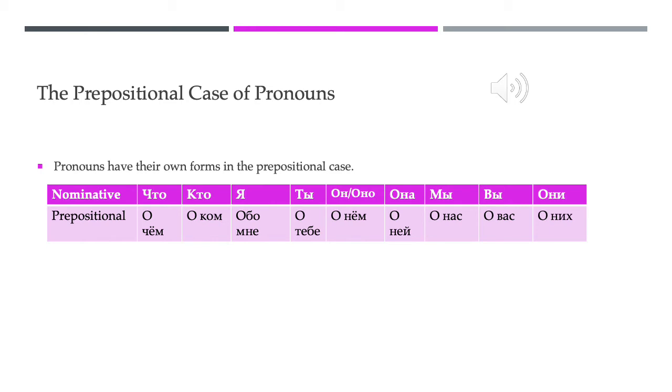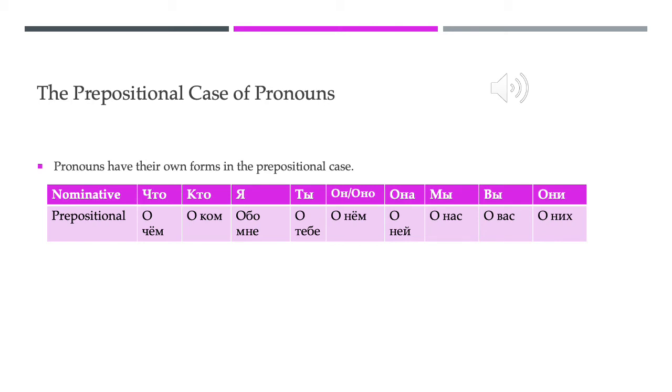Он and оно have the same form in the prepositional. They both become о нем. Она becomes о ней. Мы о нас, вы о вас, and они о них.